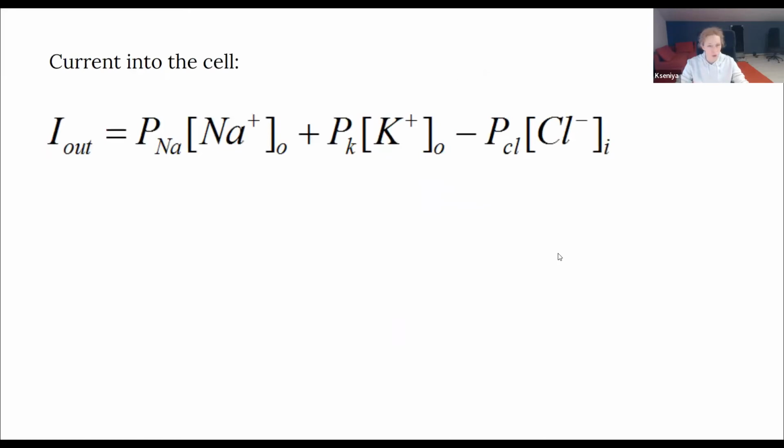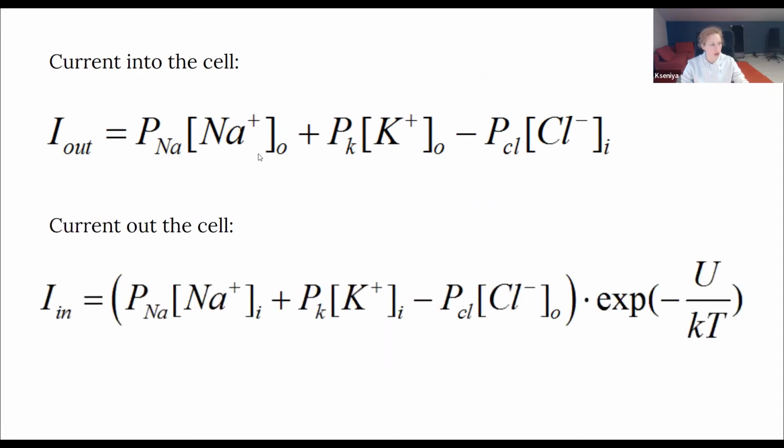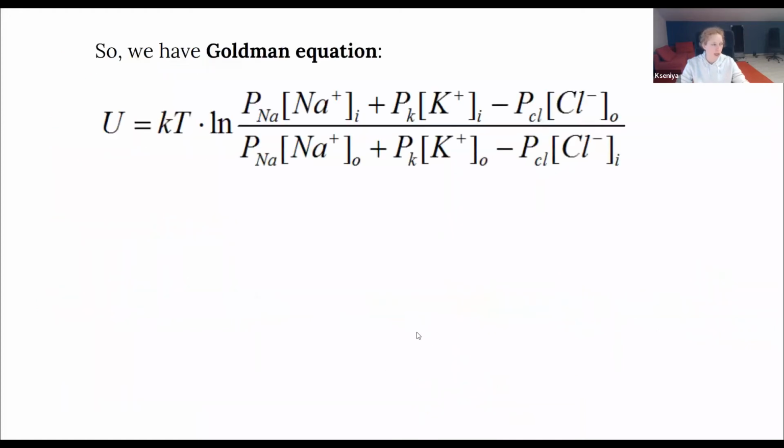Okay, and so what we have? We have current into the cell. We have current out of the cell, and in the resting state, they are equal. From this idea, we can find the Goldman equation. So we can find the resting voltage difference between inside and outside.